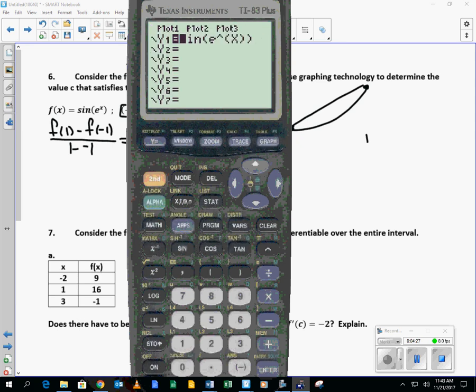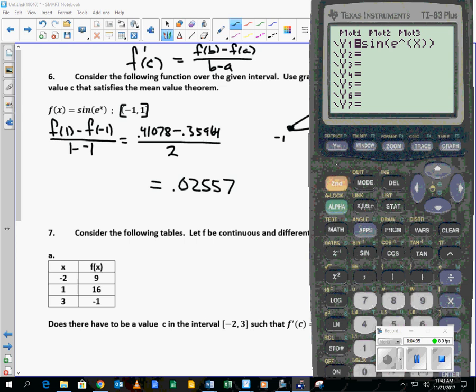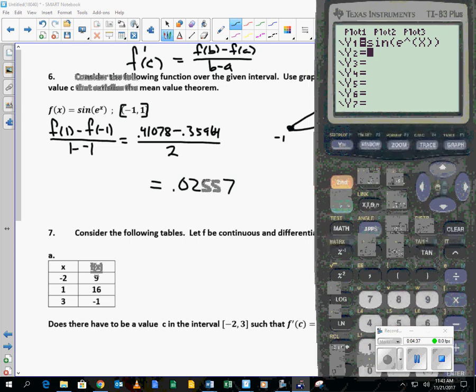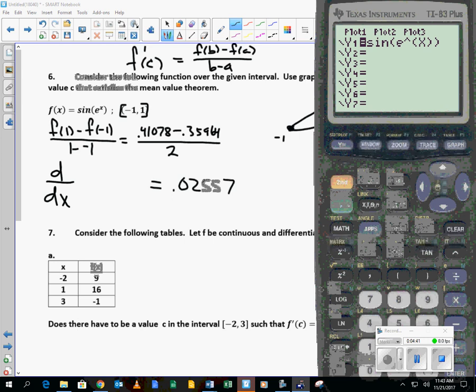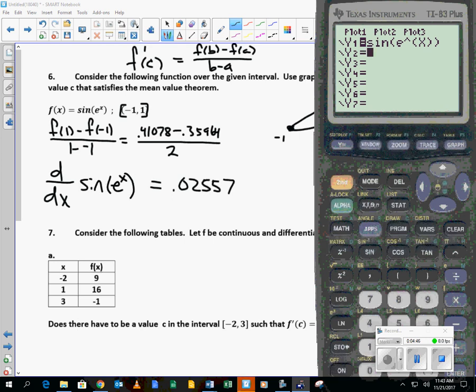Okay, so I have y equals right here. What I would like to do is graph that derivative, okay? So first I'm going to write a statement. I would like the derivative of sine of e to the x, okay? Now you're going to learn how to find that derivative in about a month.